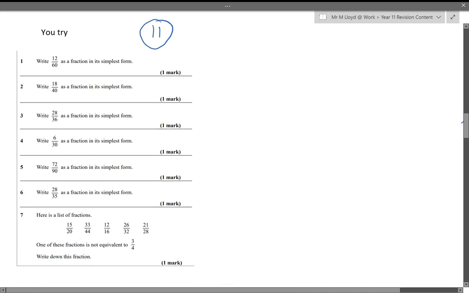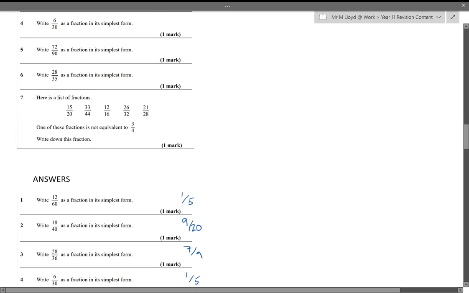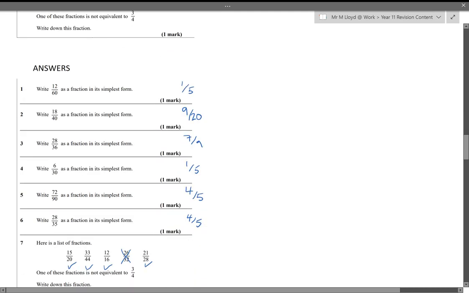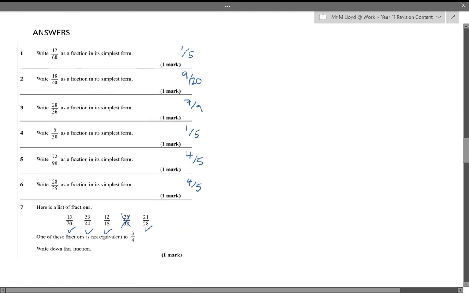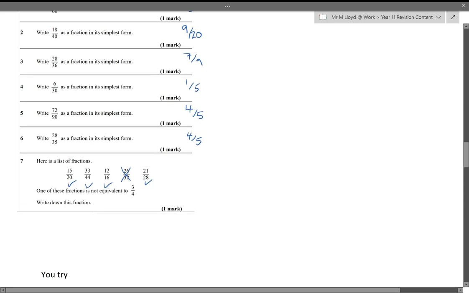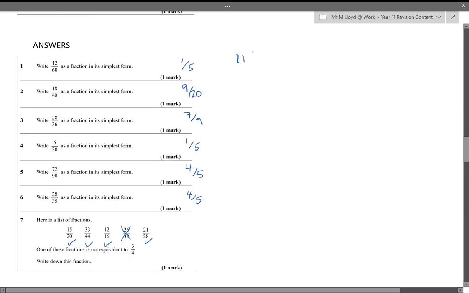Okay, so you've now hit play. Here are your answers. And you can see down here, I've ticked the ones that were equivalent to 3/4 and then put a cross through the one that wasn't. So the one that wasn't was 26 over 32. Okay, obviously pause the video. Sorry, I was talking away. Pause the video, mark your work, hit play when you're ready.